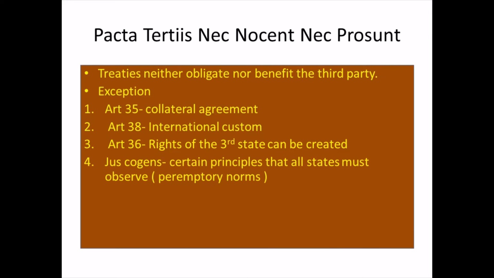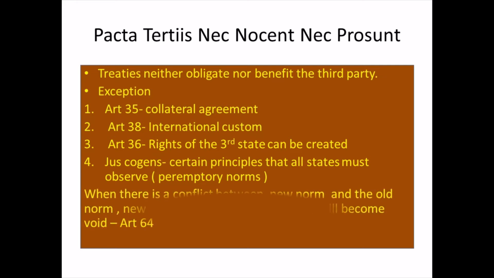And the last one is jus cogens. Jus cogens means certain principles that all states must observe, which are basically peremptory norms. So these are the basic exceptions that you look at with respect to the Latin term pacta tertiis nec nocent nec prosunt.